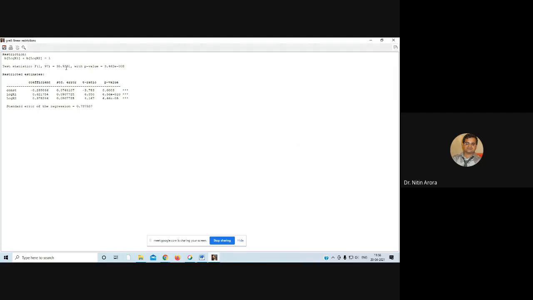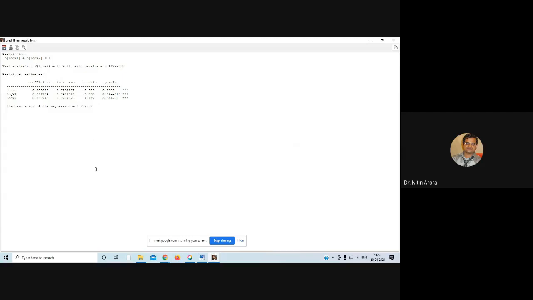Test statistics. F statistic has been reported here. 35.9531 is the statistic reported by Gretl, with the p-value 3.4262 e raised to power minus 8, which means near 0.00000, eight zeros. Ultimately, we can see that F is statistically significant. Null of CRS is rejected.